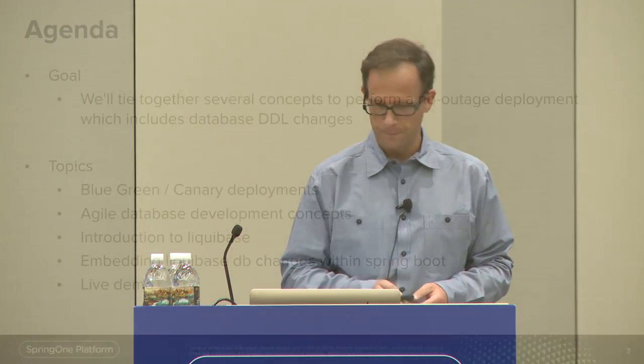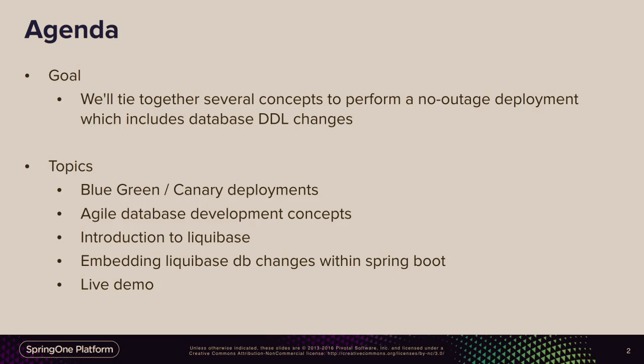So let's get started. Today, we're going to tie together several concepts to perform a no-outage deployment, which includes potentially disruptive database DDL changes. The topics we're going to touch upon will be blue-green and canary deployments, and Agile database development concepts. I'll introduce you to a framework called Liquibase that we use. We'll demonstrate embedding Liquibase and the database changes within Spring Boot. And we've already done our sacrifice to the demo gods, so hopefully a live demo at the end.